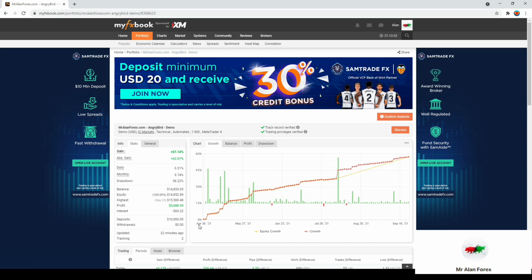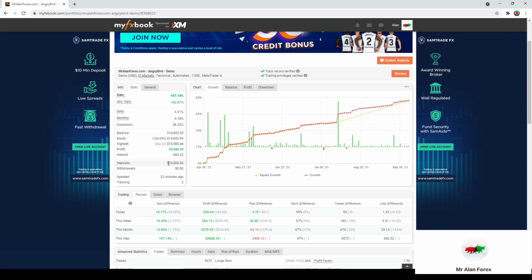But this one I've been running since April, and it's done amazingly well, around 60% return. You do need a 10k account, however, for this to run. I've tested it with anything smaller, and it does blow out. As you see, there are quite sizable drawdowns, almost 40% drawdown. But for this size account, it seems to have worked.